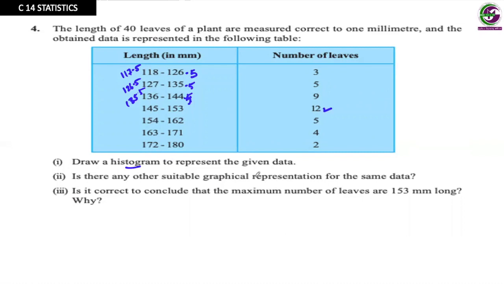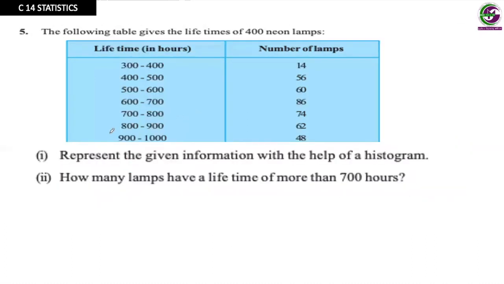Is there any other suitable graphical representation for the same data? We can also represent it by a line graph or even pie chart, but this will be the best because it gives much details. Is it correct to conclude that the maximum number of leaves are 153 millimeter long? No, because it is an interval. It can be 145 or 146 or any number between 144.5 to 153.5.